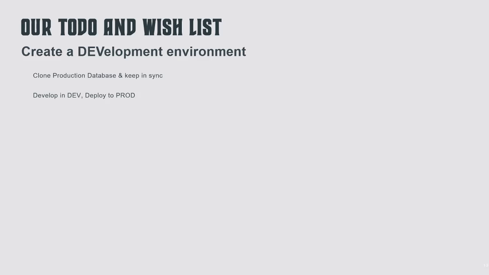The first thing was we want to have a development environment. Don't develop in production, develop in a development environment and deploy to production whenever it's ready. And we wanted to use that approach to clone the production database, keep it in sync, develop new features, and whenever ready, well, afterwards deploy it to the production environment.